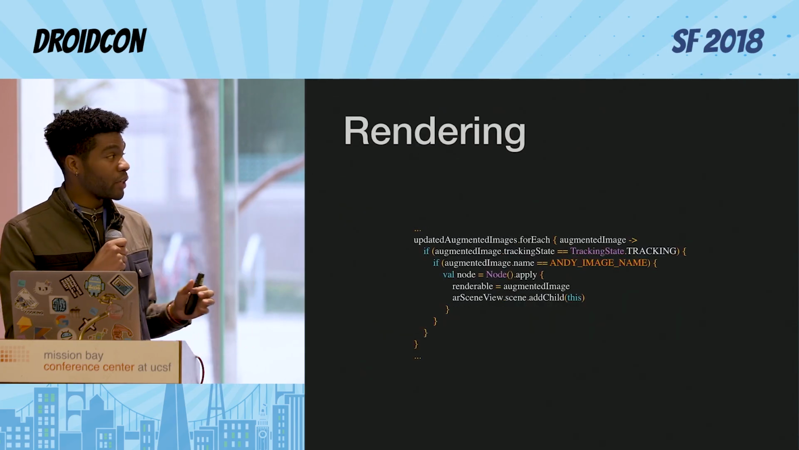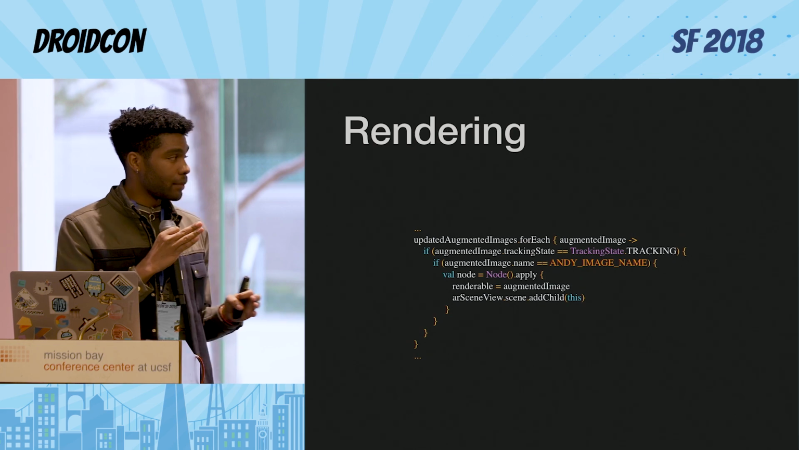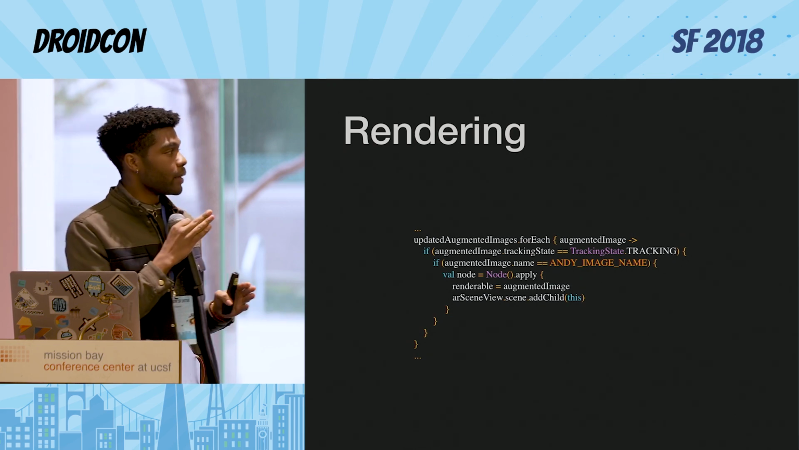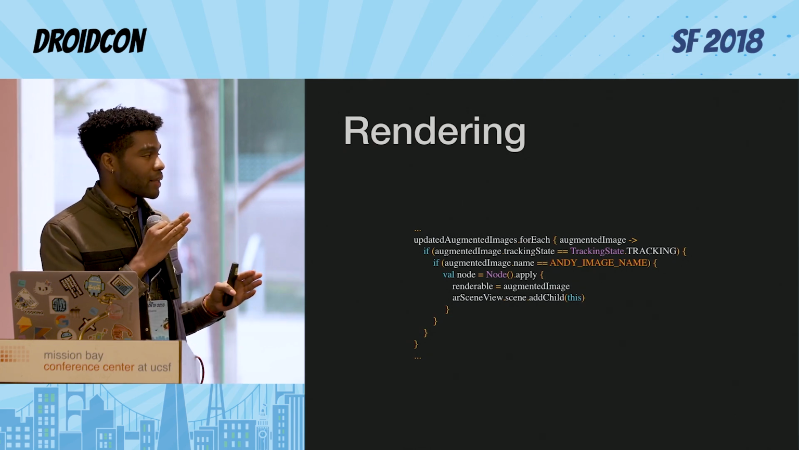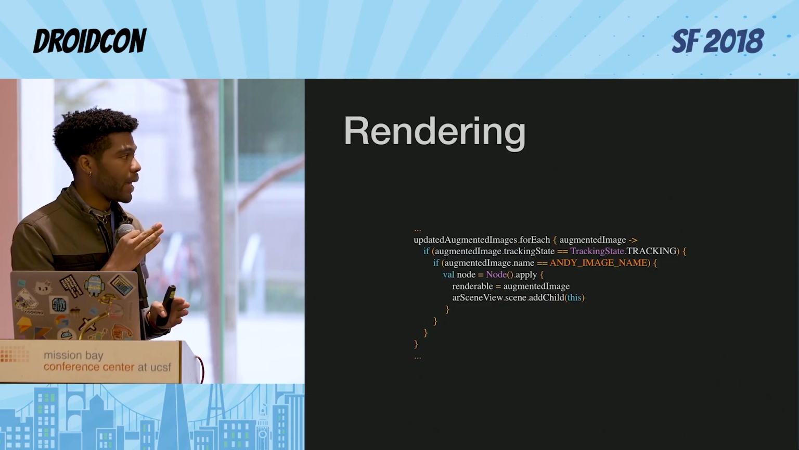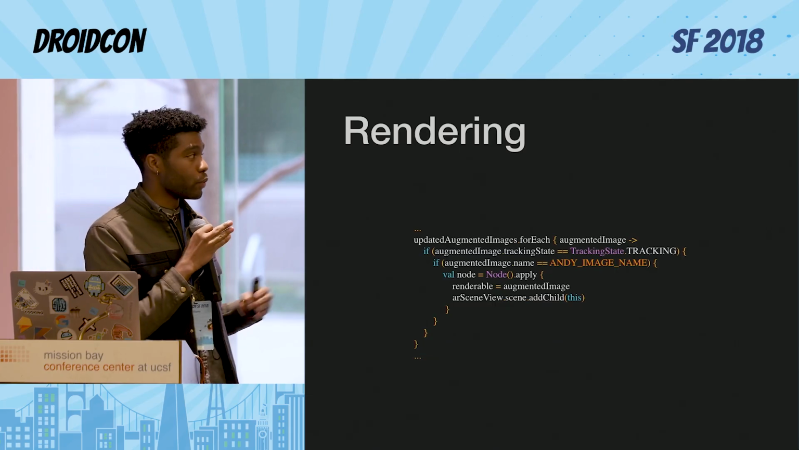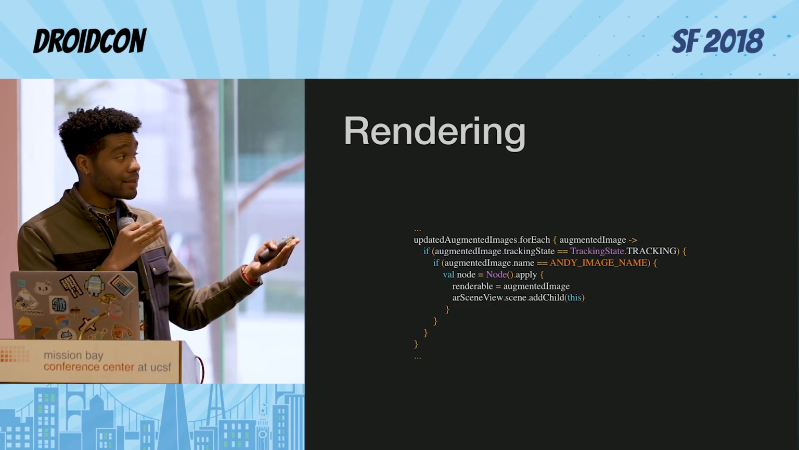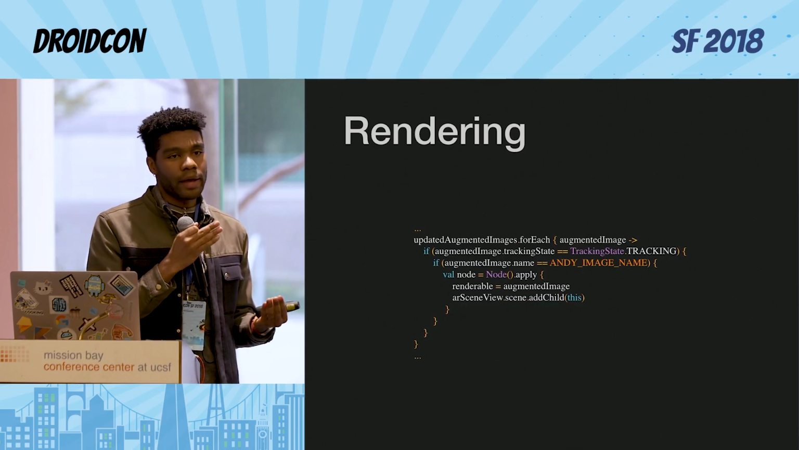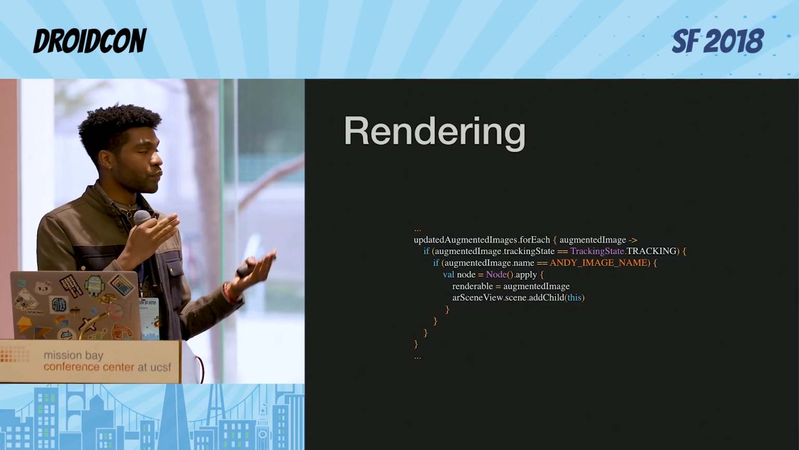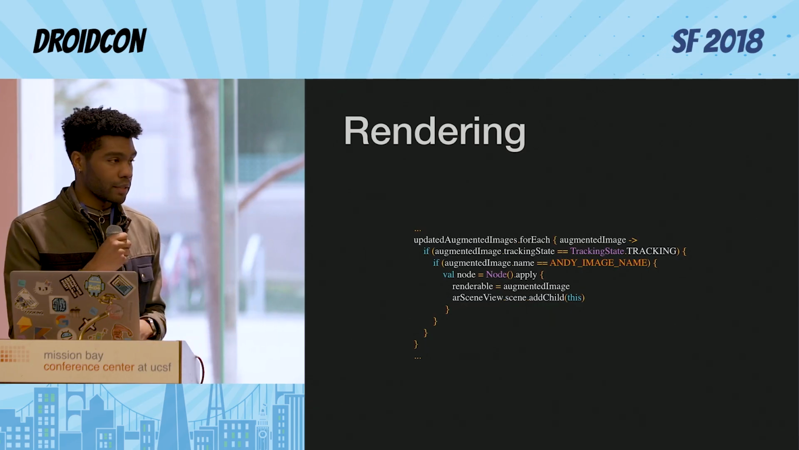So the rendering step is fairly simple. You just create a node and you set the renderable to what the augmented image is, because it isn't a renderable in and of itself. And then you add that child to the scene, and now you have this augmented image experience.